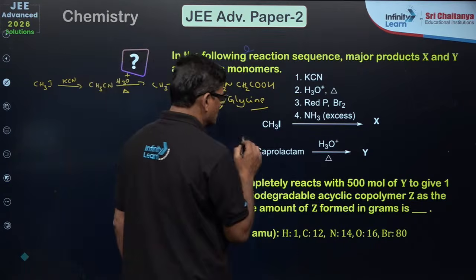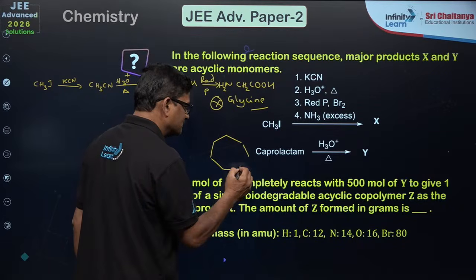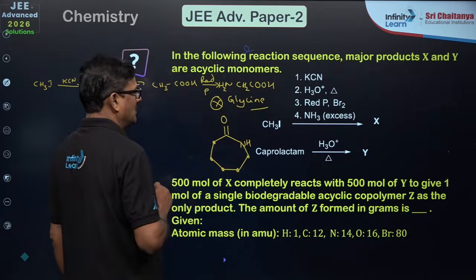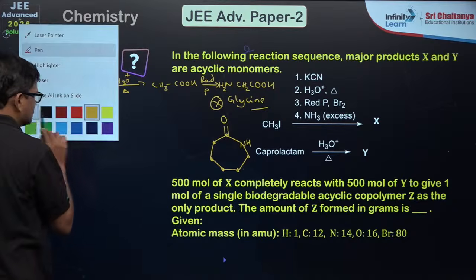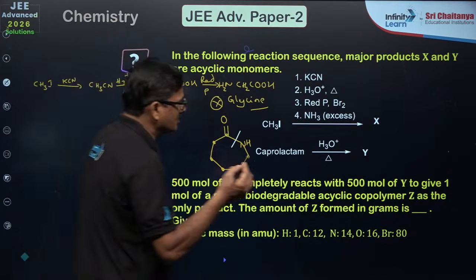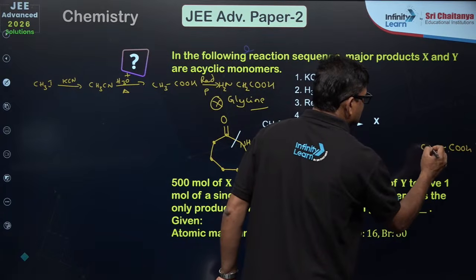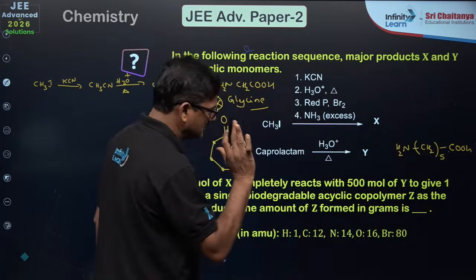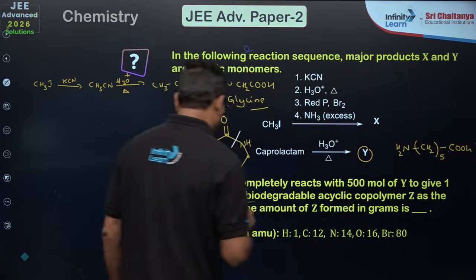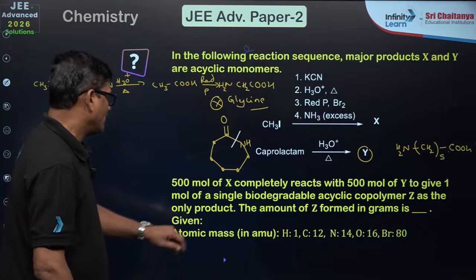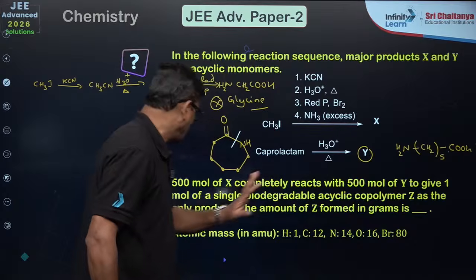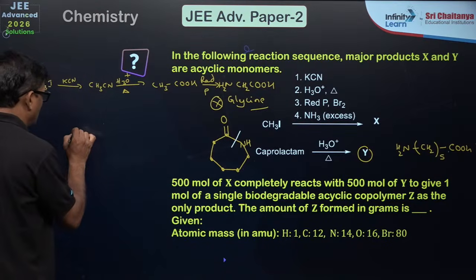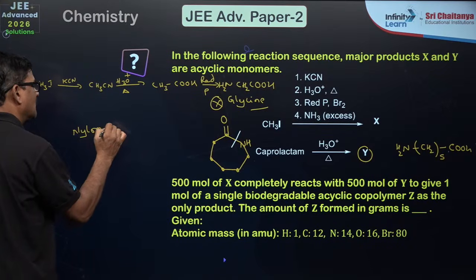Now caprolactam. The caprolactam structure appears like this: 1, 2, 3, 4, 5 and 6. On hydrolysis, it can be broken over here, and it is going to be COOH, CH2 five times and NH2. It is caprolactam, and this hydrolysis product is your Y. X plus Y gives a single biodegradable acyclic copolymer Z as the only product. So that is going to be nylon 2,6. Nylon 2,6 is the product.